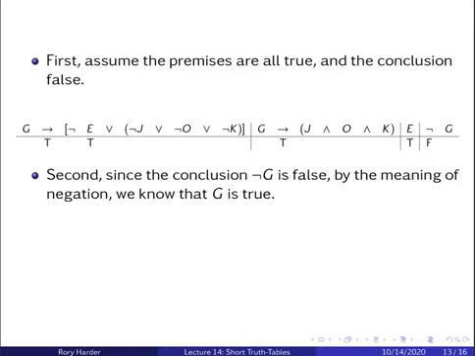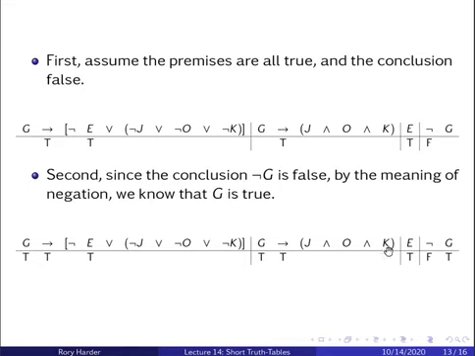So now what we do is we start working backwards to fill out the rest of the table given our knowledge of how the connectives work. Since the conclusion not G is false, by the meaning of negation, we know that G is true. So we put a true under G and then put a true under the other occurrences of G throughout the premises.